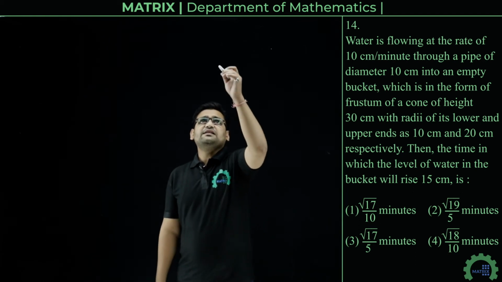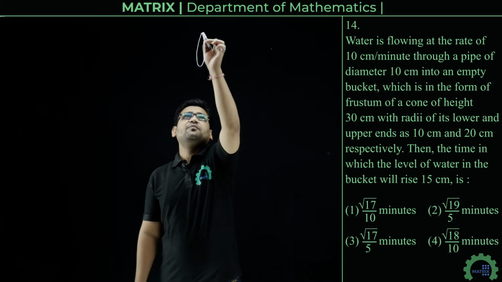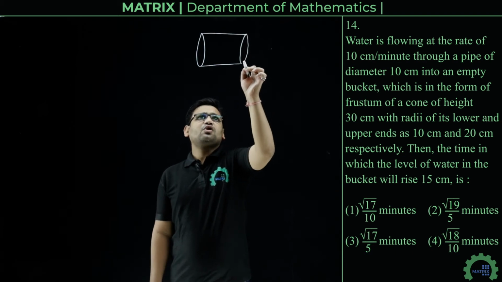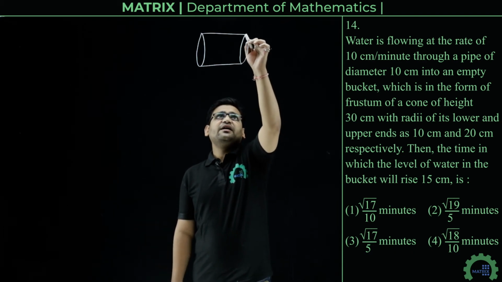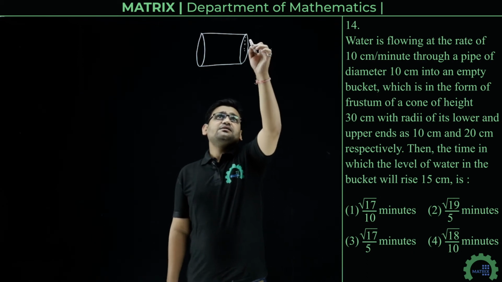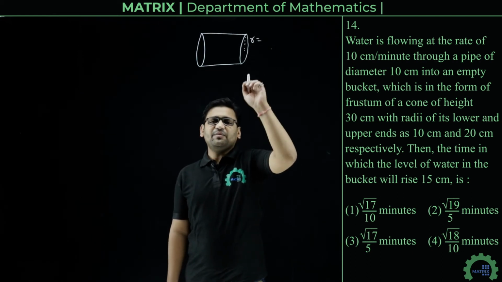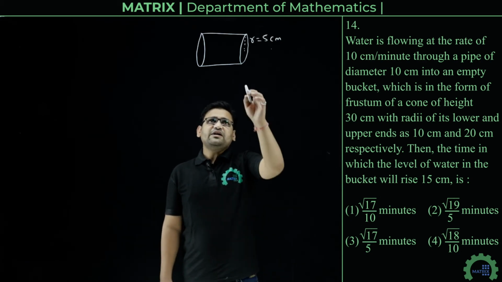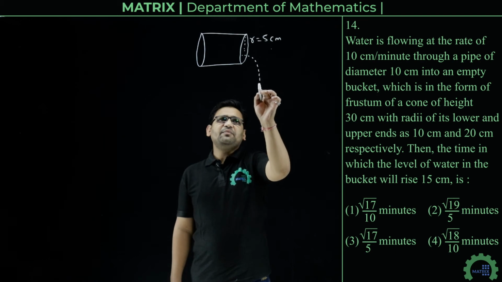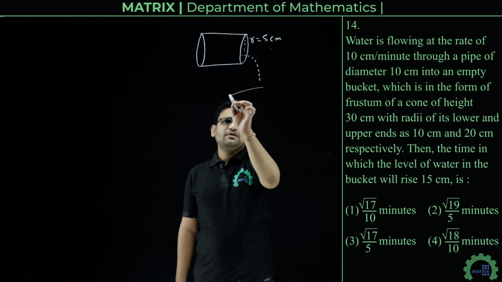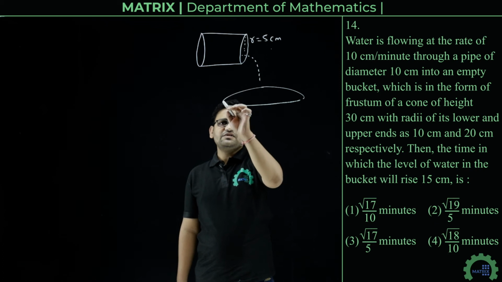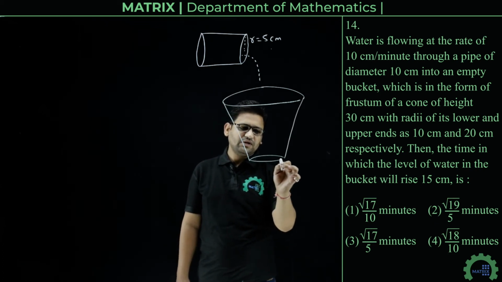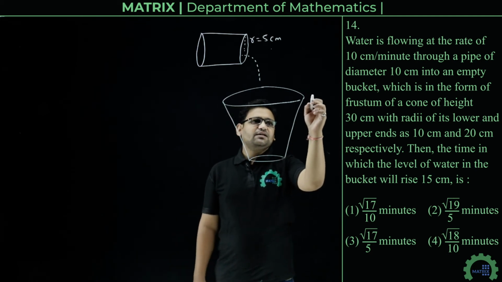So first of all, let's say this is a circular pipe or cylindrical pipe whose cross section is circular. The diameter is 10 centimeter, so the radius will be 5 centimeter, which is given. Water is flowing through this pipe into an empty bucket which is in the form of a frustum. Let's say this is the bucket which is in the form of a frustum. The height of this bucket is 30 centimeter.